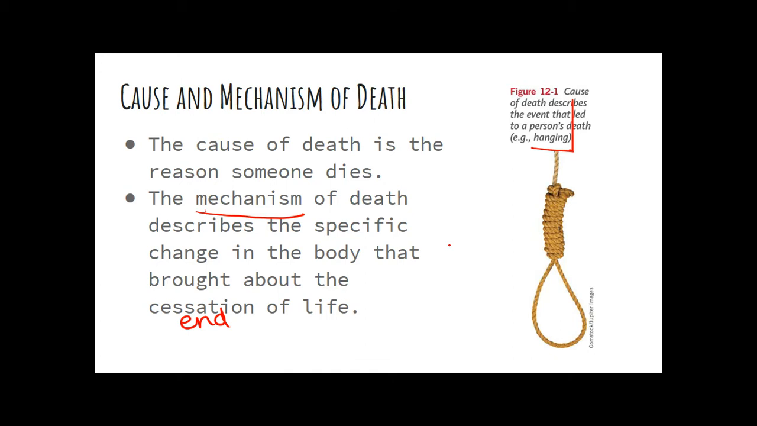What about if we had stabbing as the cause of death? If we had stabbing as the cause of death, then we would have the loss of blood as our mechanism. So it's 2 things. One is what actually was the reason that they died. And then the mechanism is that specific change in the body that brought about the end of life.